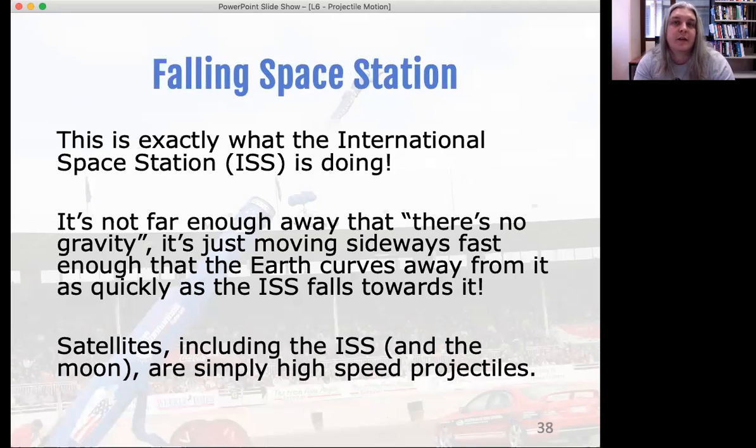And that's exactly what the International Space Station is doing. So the International Space Station, as we saw earlier in the lecture, still has an acceleration due to gravity. Right? It's not quite as high as it is on Earth's surface. It was something like 8.6 instead of 9.8, but it is still there. The International Space Station and everyone and everything on it is still accelerating towards Earth at a constant rate, but they are moving sideways quickly enough that the Earth curves away from them just as quickly as they fall towards it.